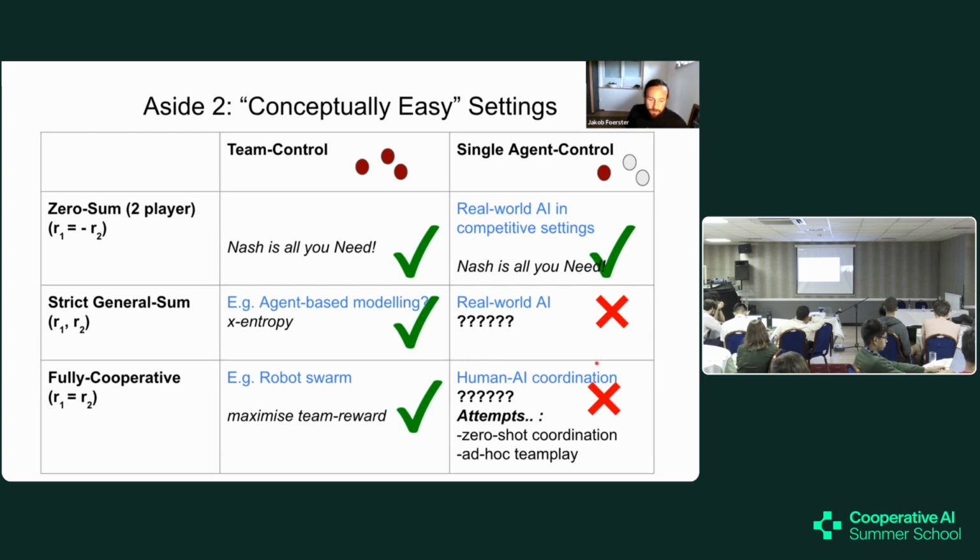So let's think about possible things. Do you have any ideas? How would we specify the goal for machine learning scientists in this corner, in that general sum world? What should our algorithm do?